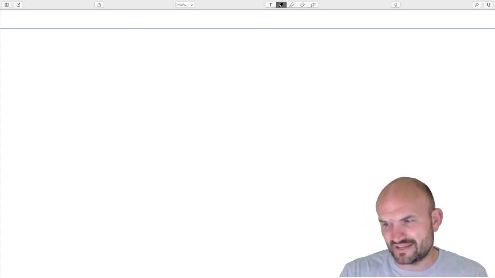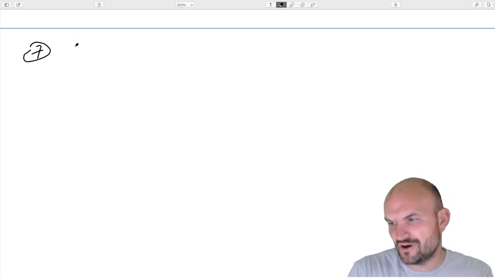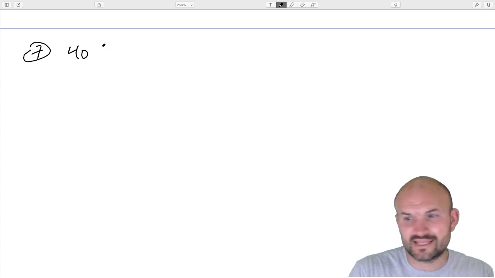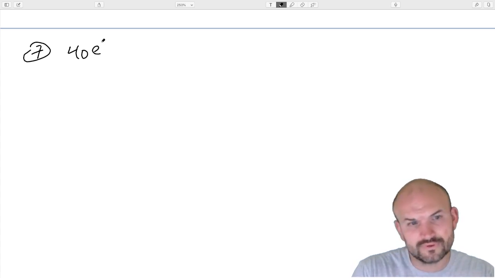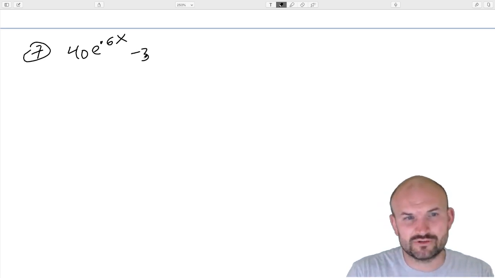Sure, Lucas. I don't have a calculator though, so I'm not going to be able to get you very far, but I can at least explain how to set that one up. And I'm not sure, you didn't use parentheses, so I'm assuming the -3 is down there.